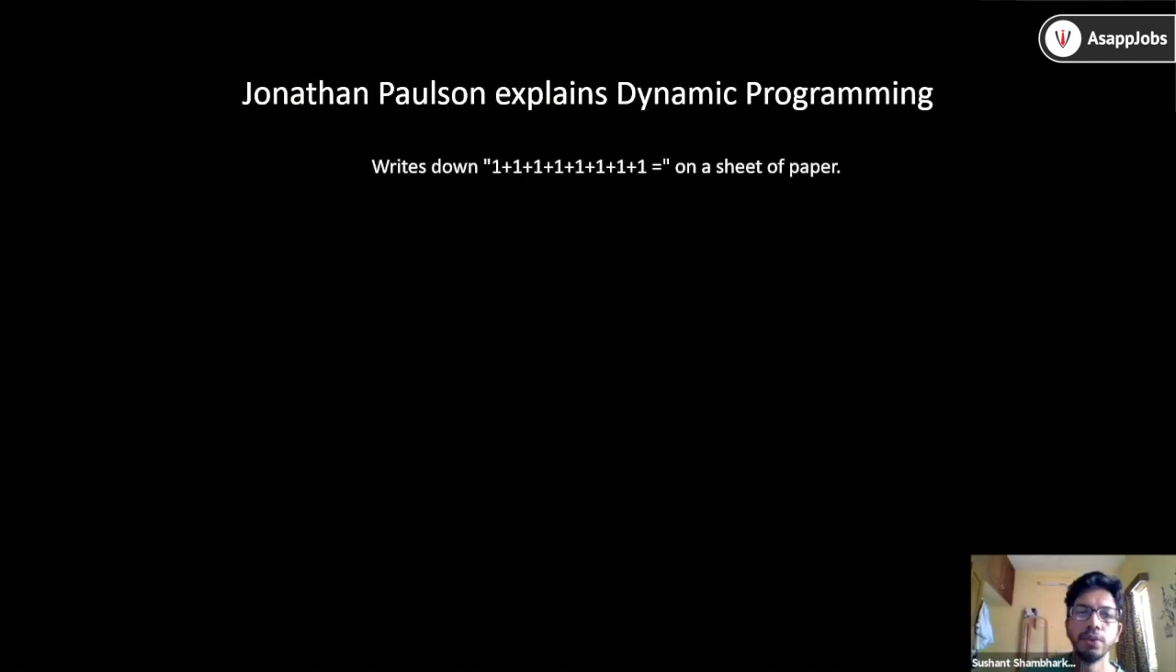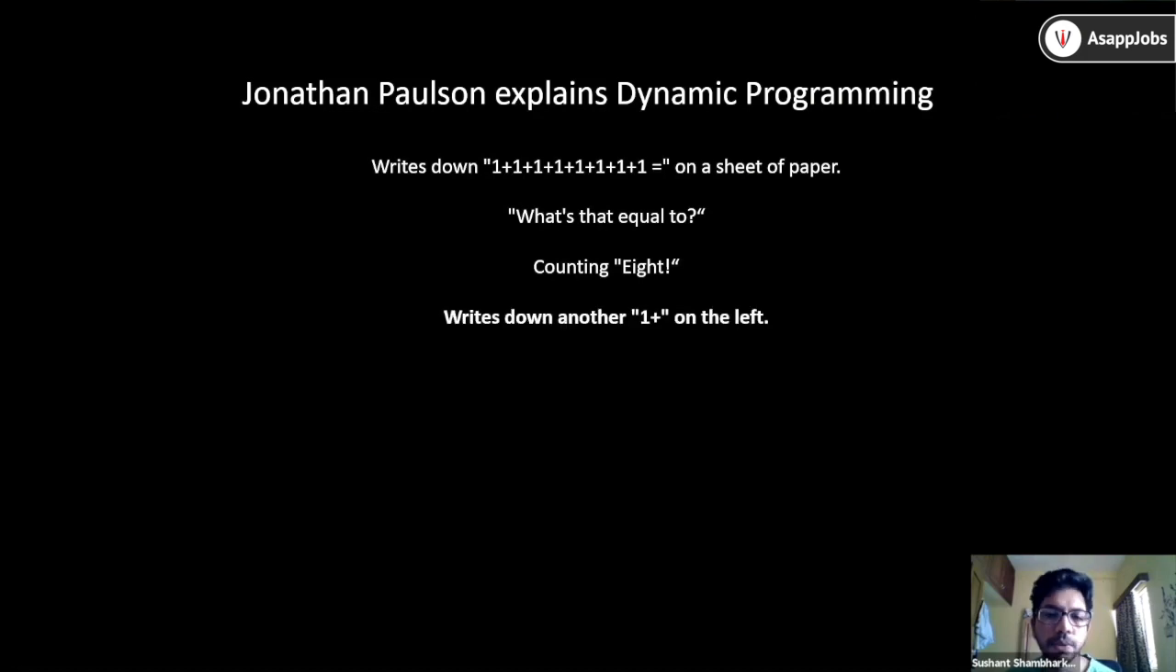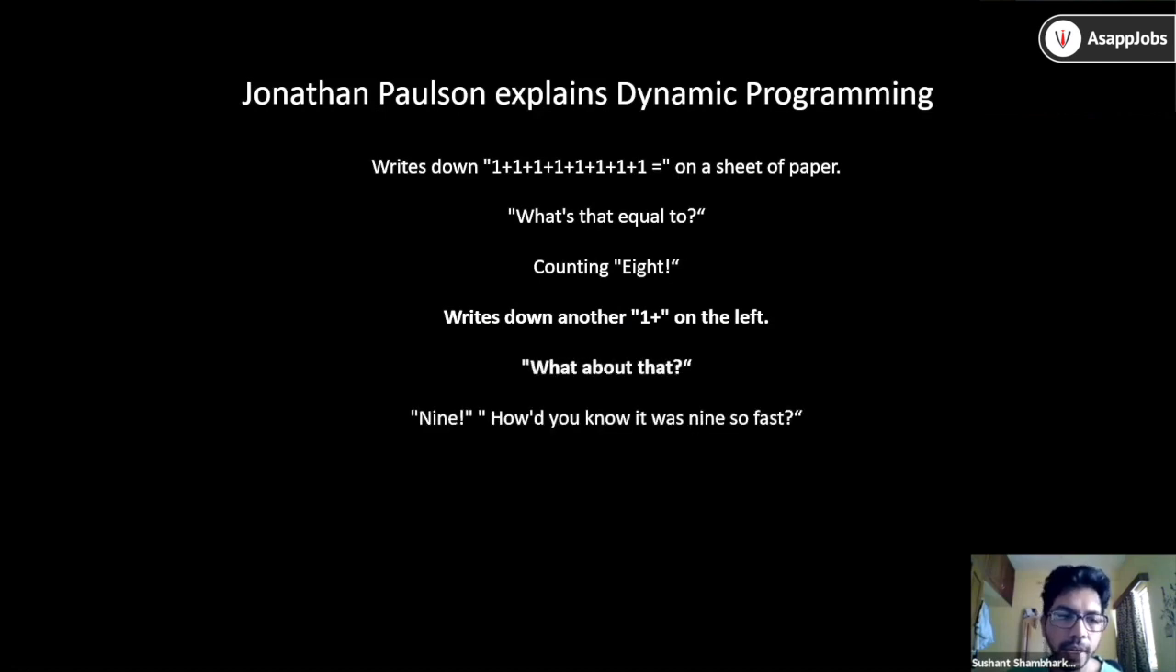So you write down 1 plus 1 till 8 times on a sheet of paper. Then you try to calculate what the value of that expression is. You can easily count those numbers and say it is equal to 8. And then I said that you add 1 on the left side. So now what is it equal to? So you say that 9.